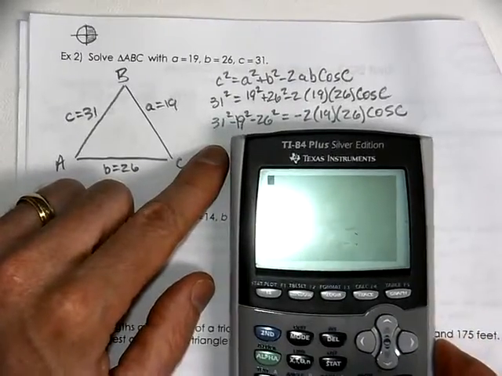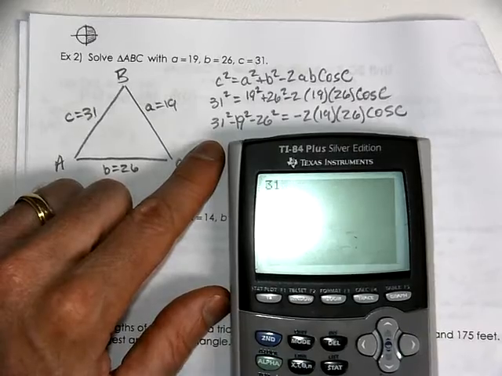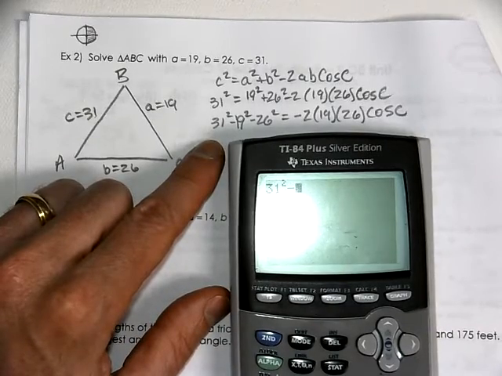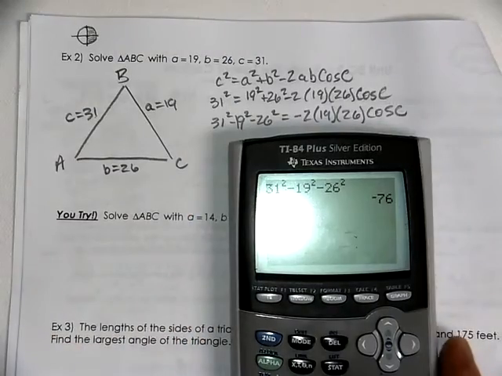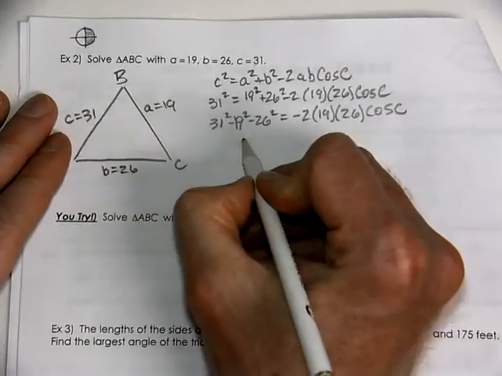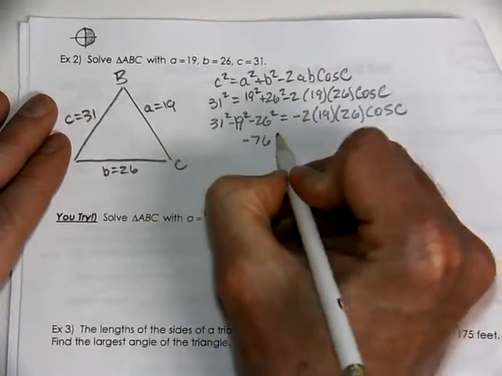So if we want to be calculator dependent, we can go to 31 squared, and we're going to minus 19 squared, and we're also going to minus 26 squared, and we get a negative 76. Don't be scared about the negative number. It should always be negative.